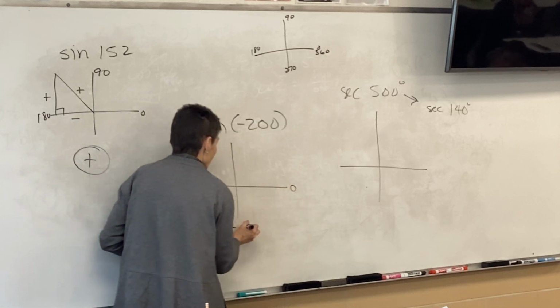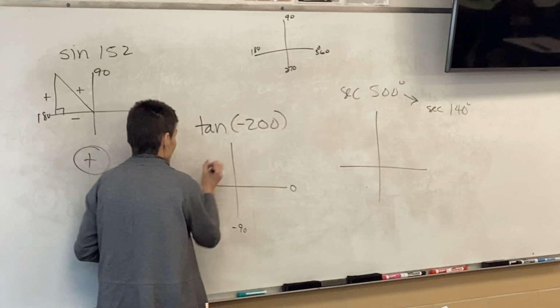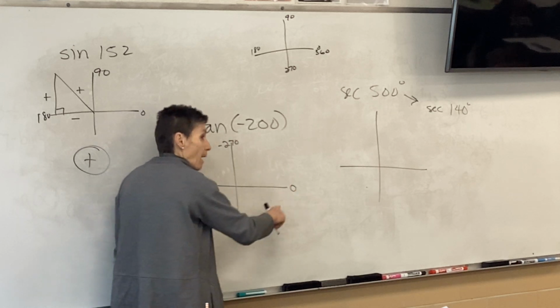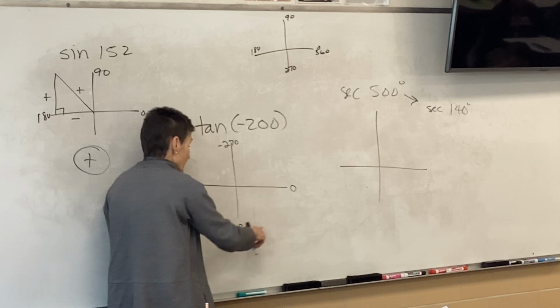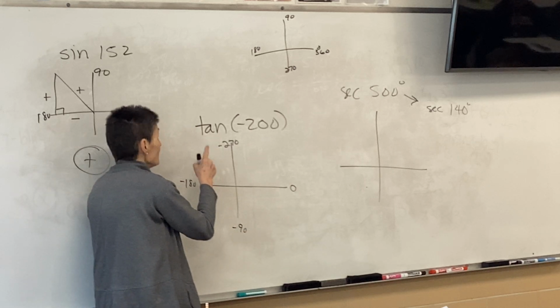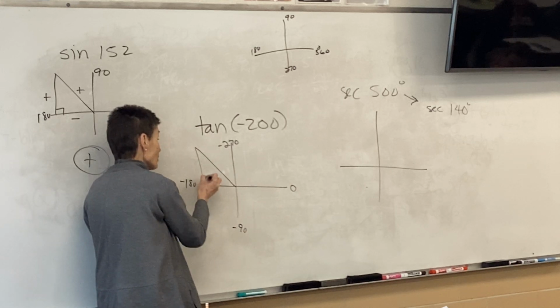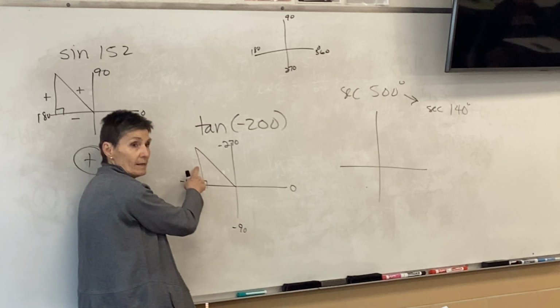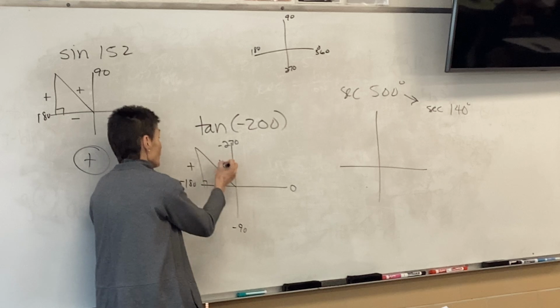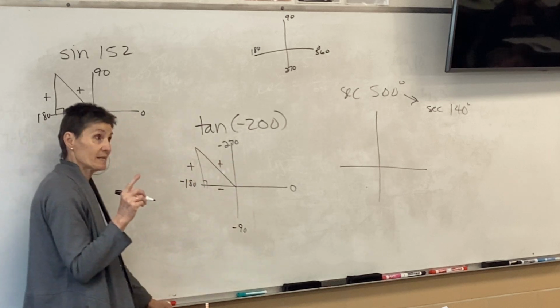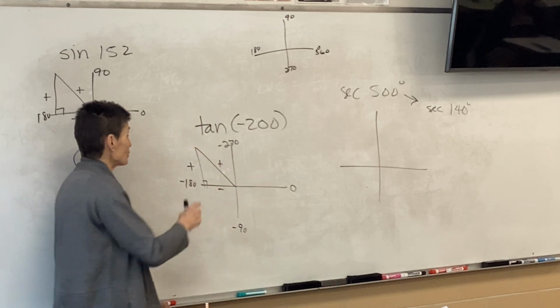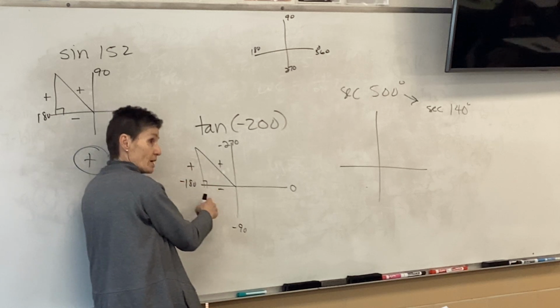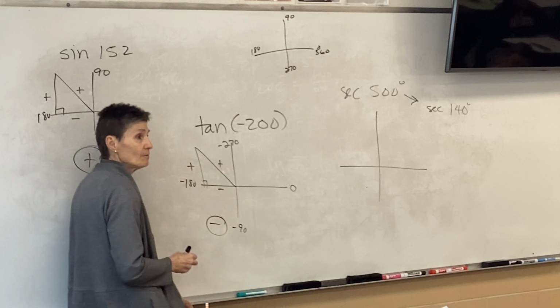All right, now this guy is negative. So we're going negative around the circle. The labels are the same, you're just going the opposite way. So negative 90, negative 180. Did you put this one also in quadrant 2? Yep. Because it's a little bit past 180. So again, those are my signs, but this time I went tangent. Tangent is opposite over adjacent. Did you say negative? Yep.